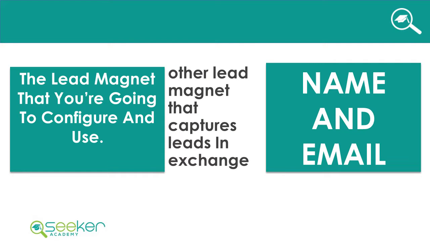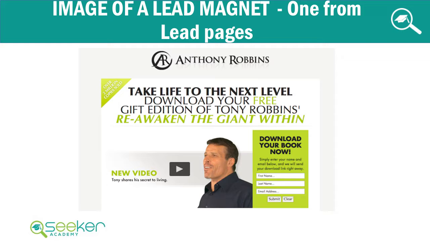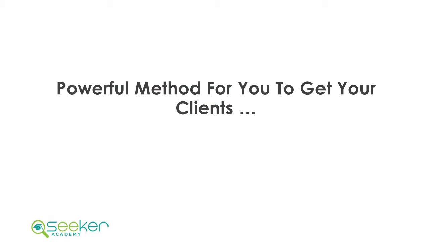The lead magnet that you're going to configure and use is like any other lead magnet that captures leads in exchange for a name and email. So you're giving something away, something of value, and you're collecting someone else's name and email address. This is an exchange of a lead magnet, also called a landing page. Okay, so this is one for Anthony Robbins. As you can see, you can download your book now. You can collect the first name, last name and email address. And there's a little video there. So you have the image and you have where the prospects are going to enter their name and email. This is a very powerful method for you to get your clients into your database.